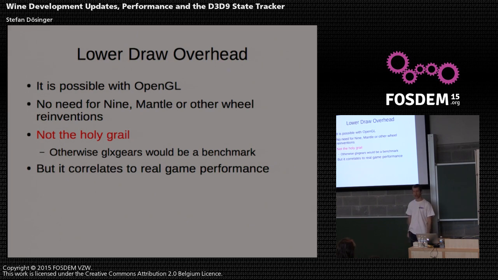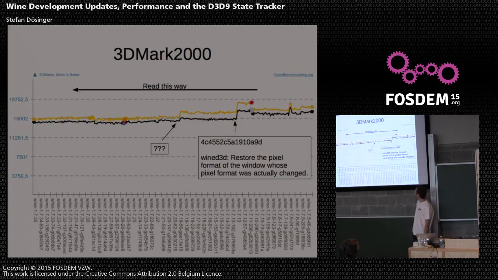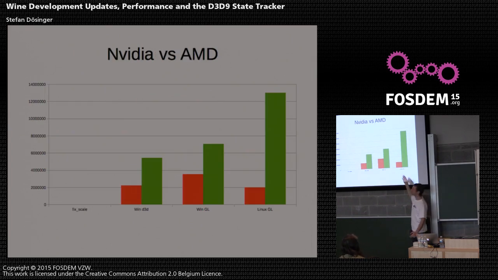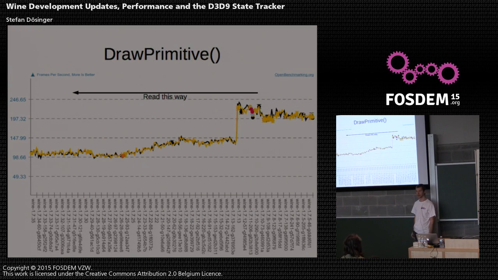But as I could see in my performance tracking over time, there is a correlation between draw overhead and actual game performance. So if we go back to my 3DMark 2000 performance test, you see it dropping down after Wine 1.7.13. And here are the results from a draw overhead benchmark. It drops down terribly at the same time for the same reason. So there is a correlation between the cost of draw calls and game performance, but don't make draw overhead your new god. It's something to keep an eye on, and Mesa's draw overhead is pretty high, but if the draw call benchmark gets slightly worse, don't lose any sleep over it. It's not necessarily causing problems.